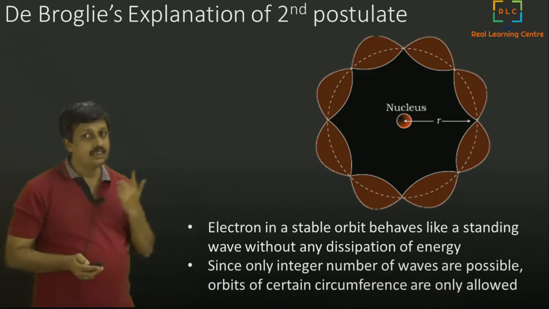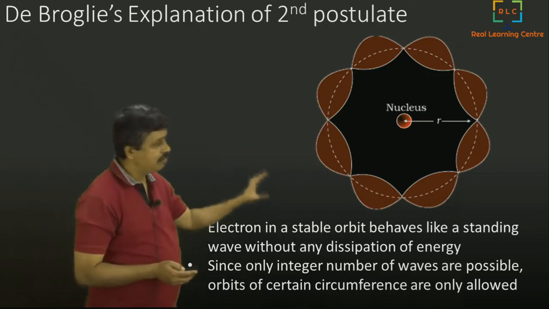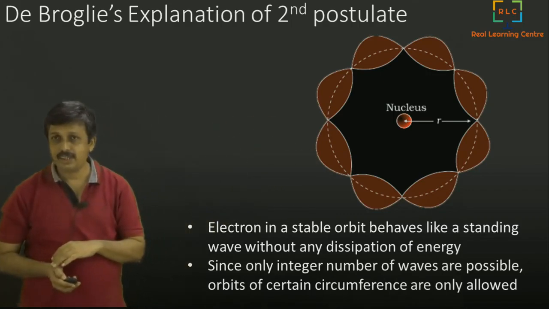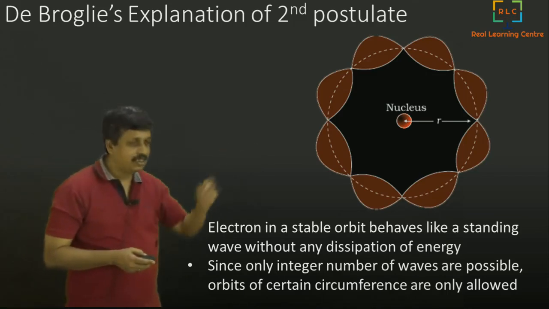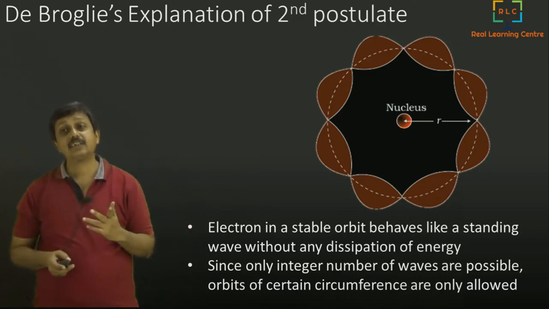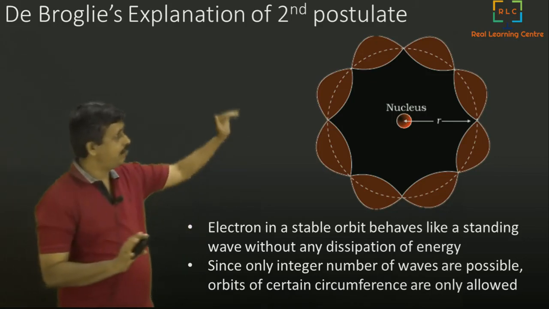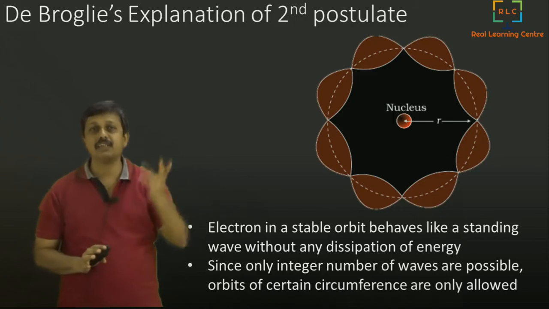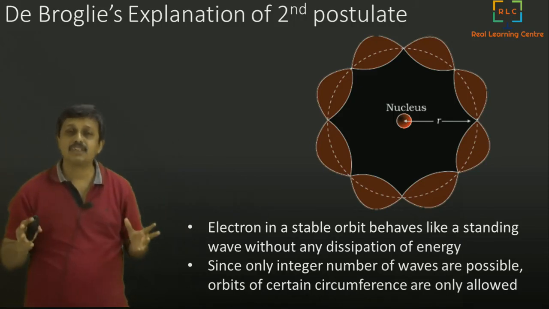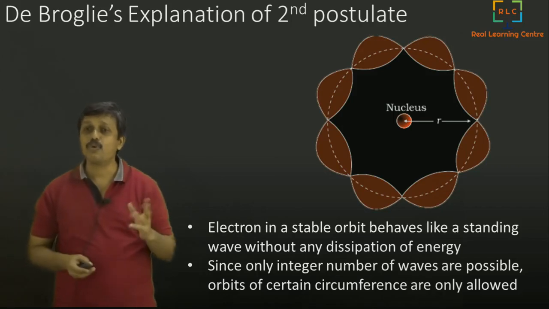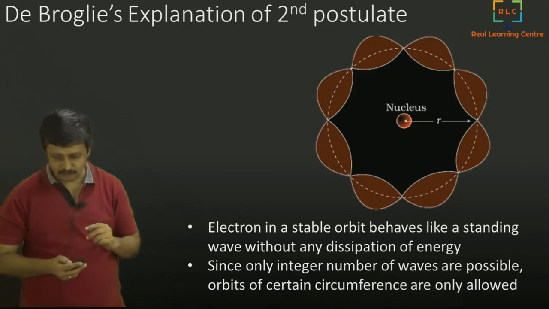And he also said that because you can only fit an integer number of waves in that, the circumference has to be some integer multiple of the wavelength. Hence, you cannot have all the orbits. You can only have orbits of certain radii, which fits well with the stable orbit concept of Niels Bohr. So this is basically de Broglie's explanation of the second postulate.